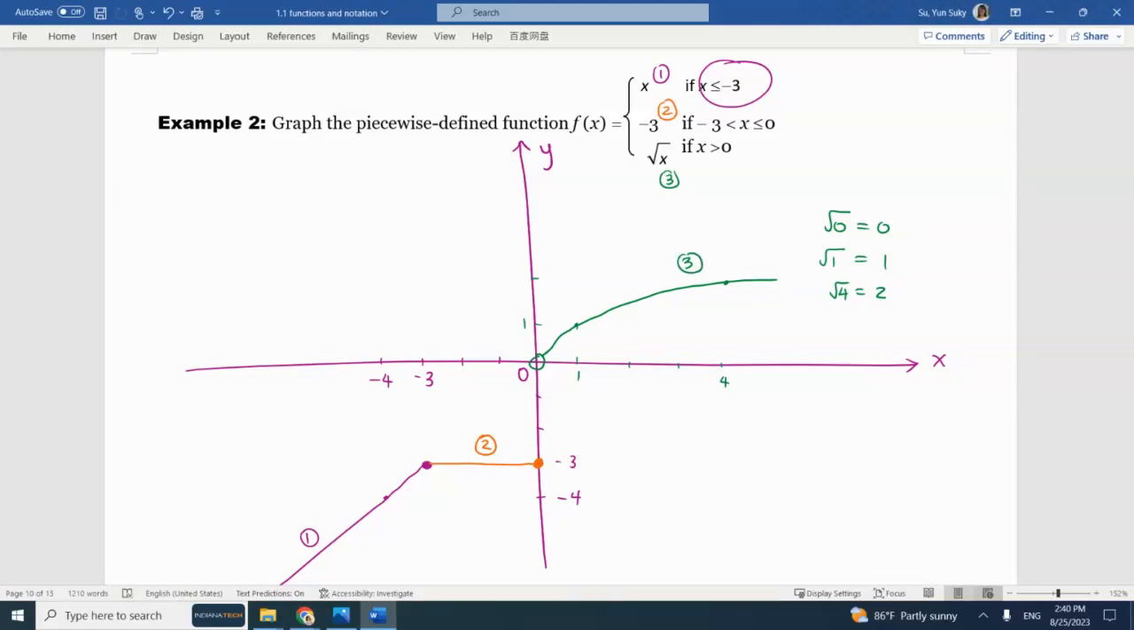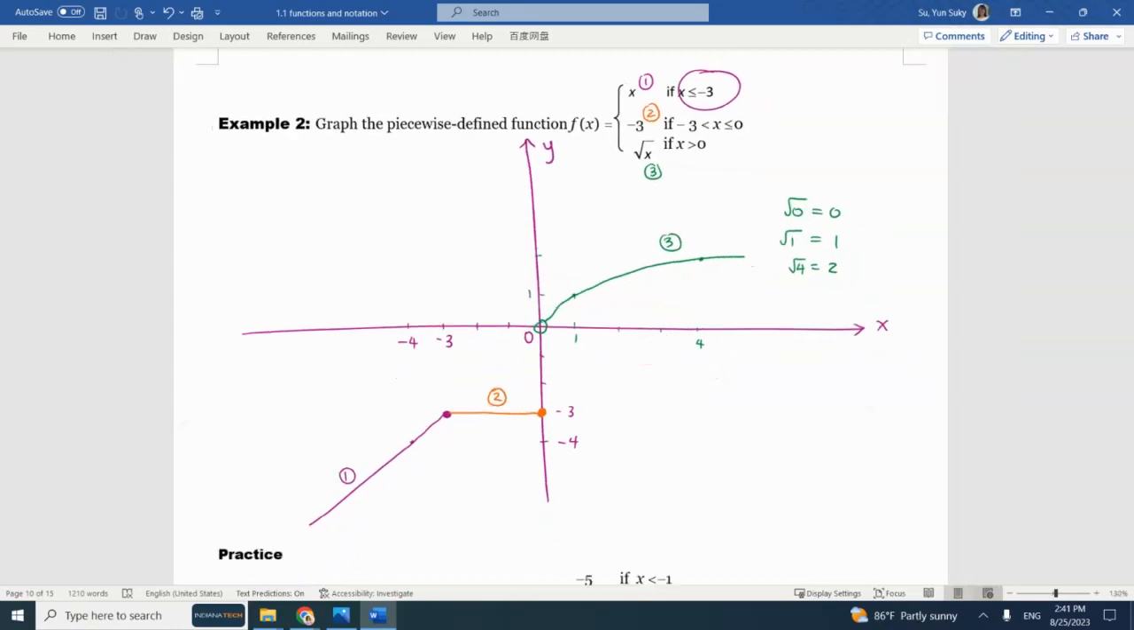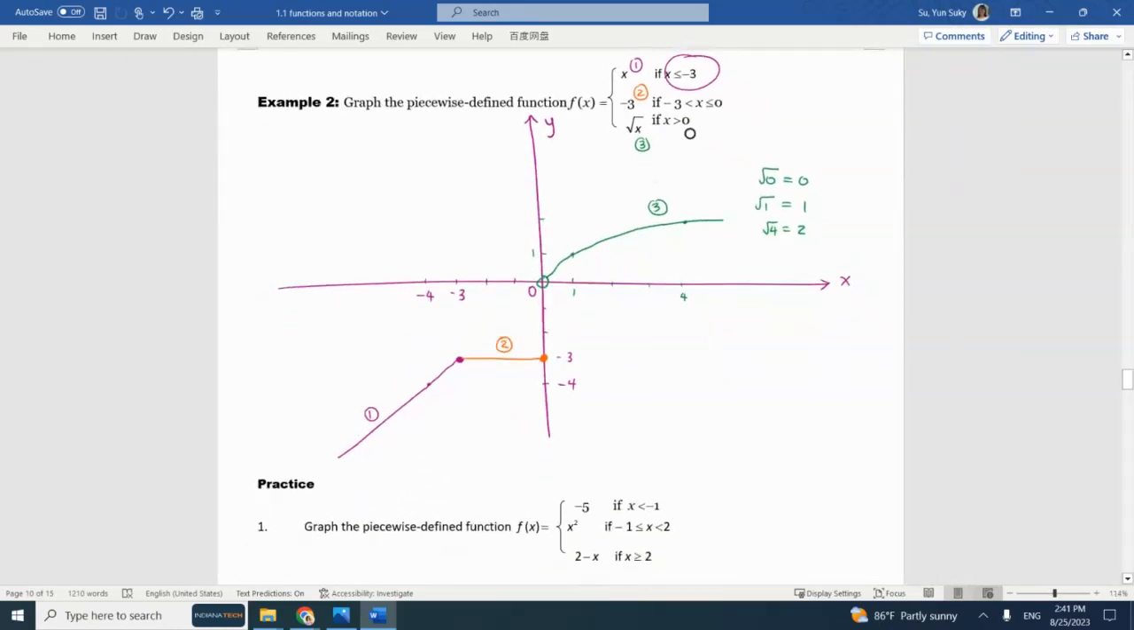So this is how we draw the piecewise function. We look at each piece, and then we pick some points to plug into the formula, and then we connect all the points together. And when you have the endpoints, be careful. Do you see an equal sign here? If yes, you include the endpoints. If not, then you exclude the endpoint and put an open circle. Is that clear to everybody? Okay, now you do the next problem.